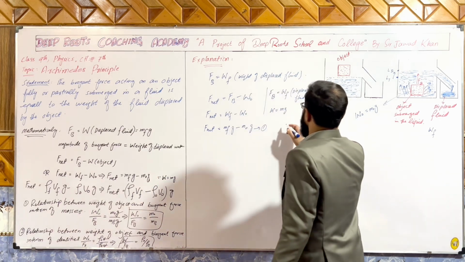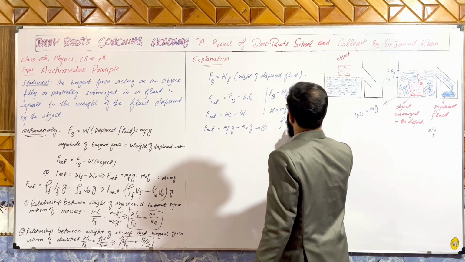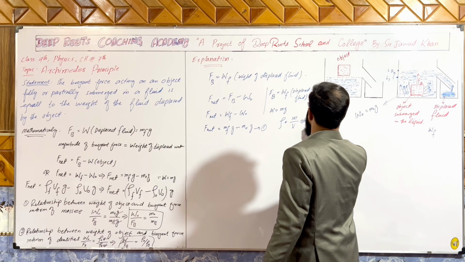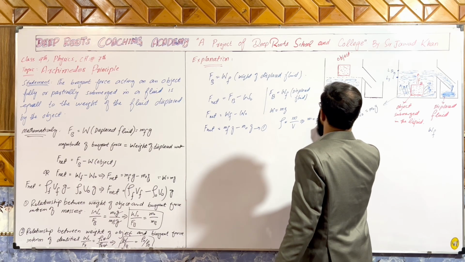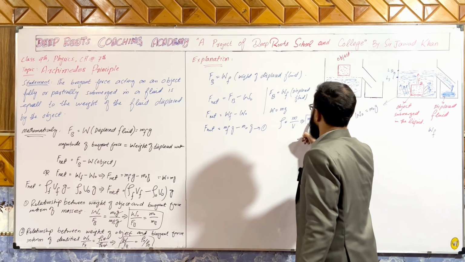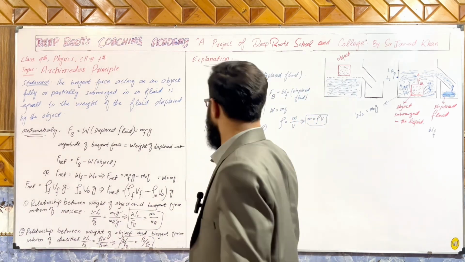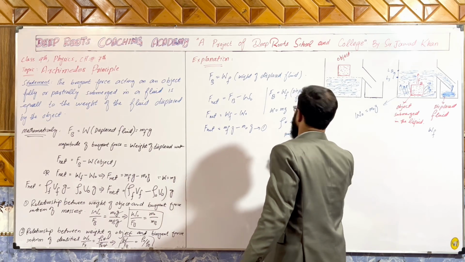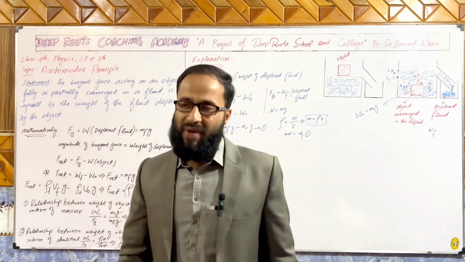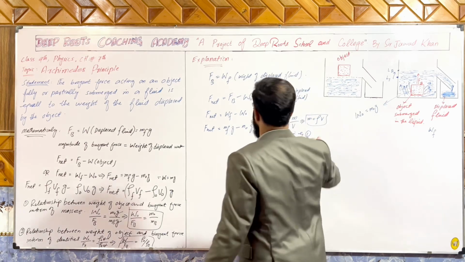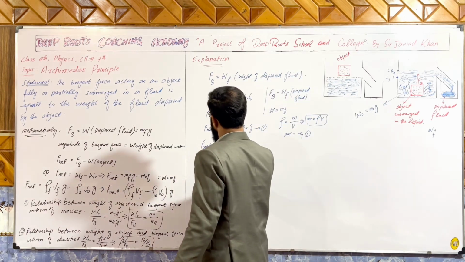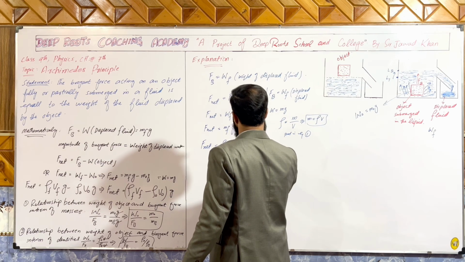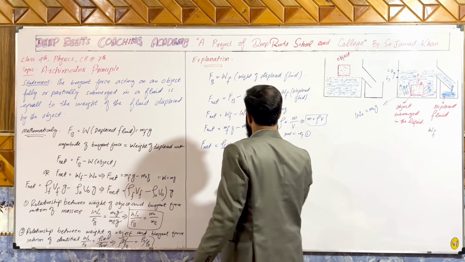You know the density is also equal to m over v. From the density equation, we will have the mass value will be rho v. So by putting this value of mass in equation 1, instead of mass, I will put the value rho v. So F net is equal to rho f V f g minus rho o V o g.